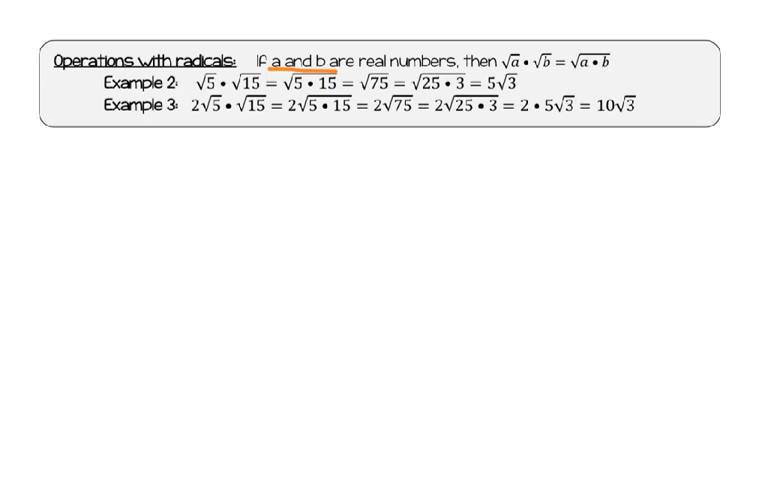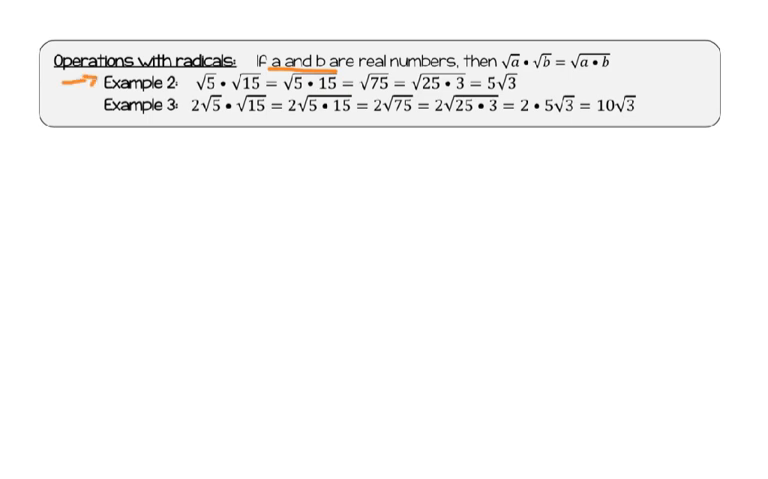When you're doing operations with radicals, if a and b are real numbers, and that's all you know right now, so real numbers are what we're dealing with, then when you have the square root of a times the square root of b, that's the same thing as the square root of a times b. And I mentioned that in the previous video when we were simplifying our radicals. So that's something that we can use to our benefit.